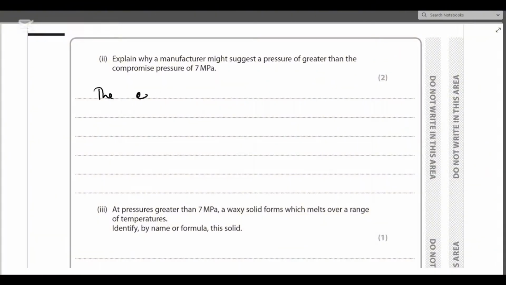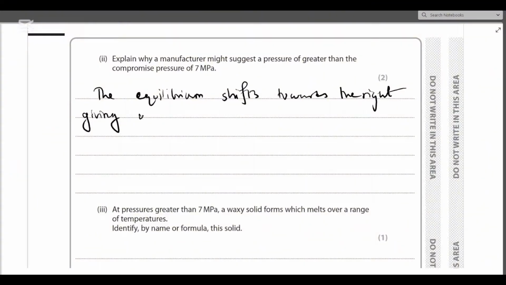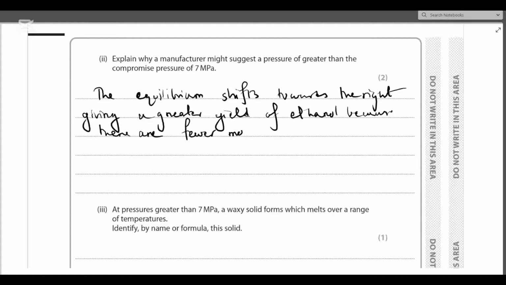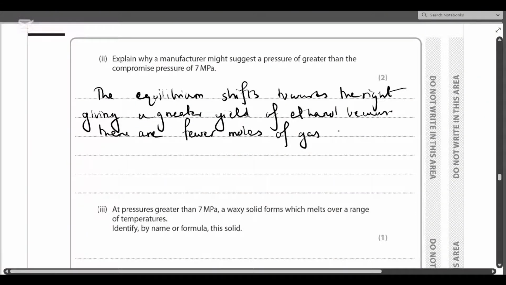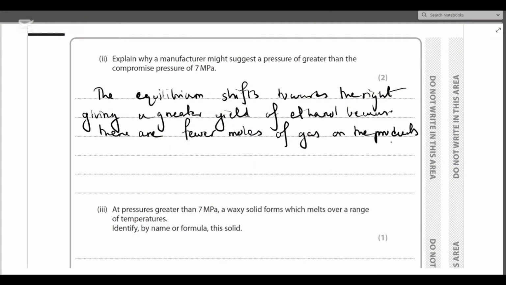So we can write it down that the equilibrium shifts towards the right, giving a greater yield of ethanol because there are fewer moles of gas on the product side, or you can say right hand side.